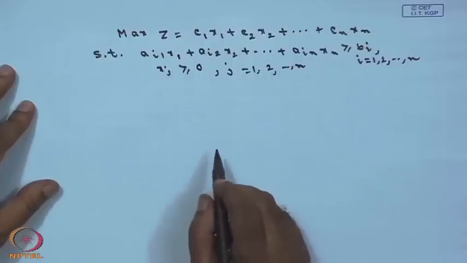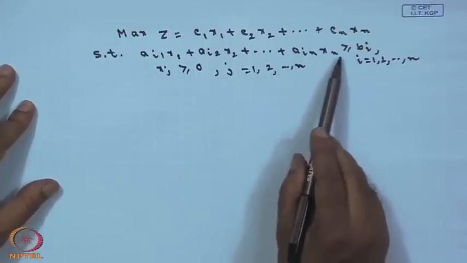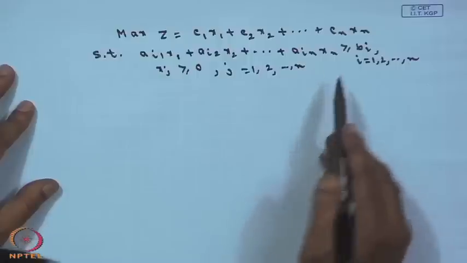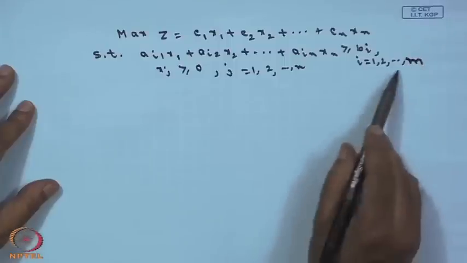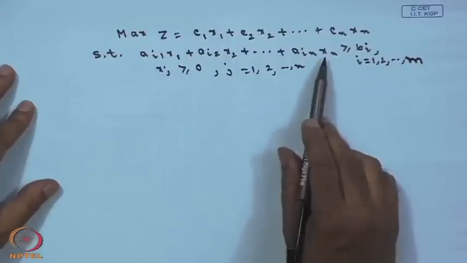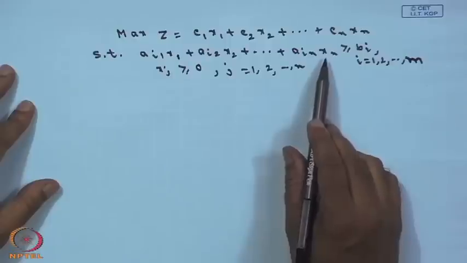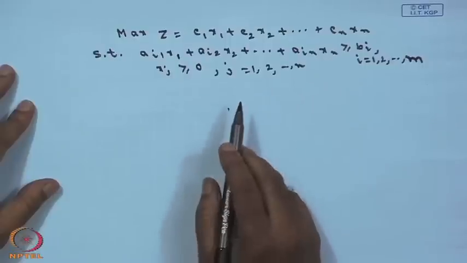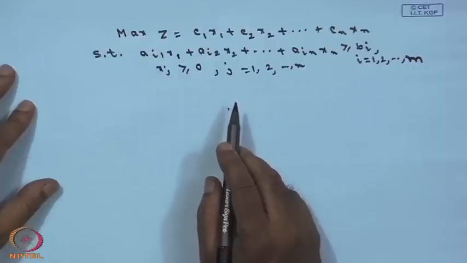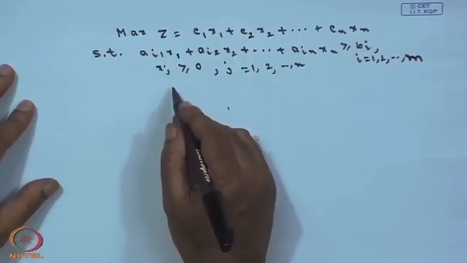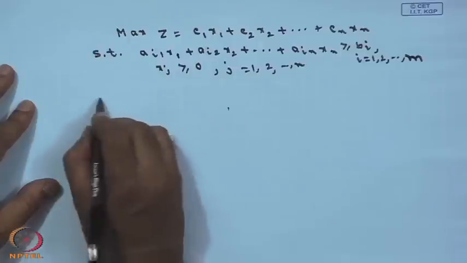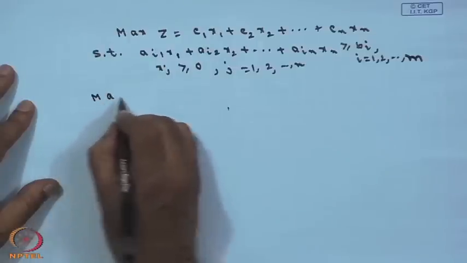So, here we have to introduce, since I equals 1 to m, that is m constraints are there. Since m constraints are there, to write it in the standard form, we have to add m surplus variables and m artificial variables. So, the equivalent problem after introducing surplus and artificial variables, I can write in this form.